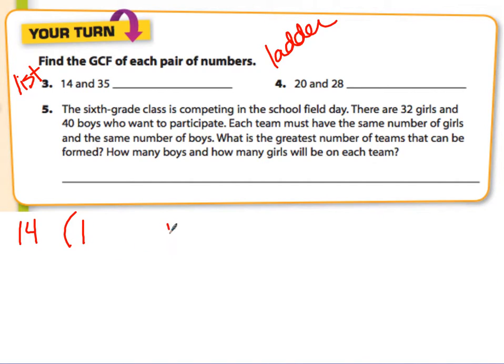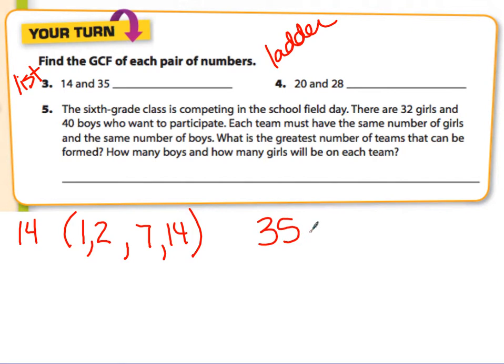So 1 and 14. 2, because 14 is divisible by 2. 14 divided by 2 is 7. 14 is not divisible by 3. It's not divisible by 4. It's not divisible by 5. It's not divisible by 6. But it's divisible by 7, which we've already used, so we found all the factors.